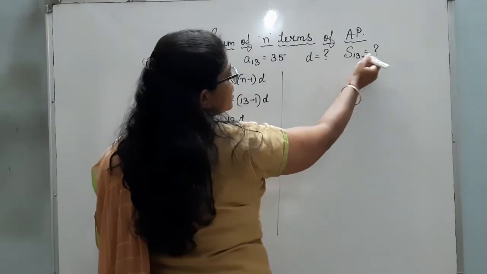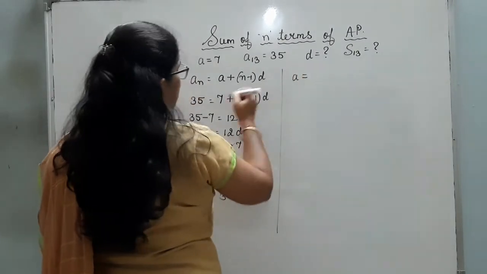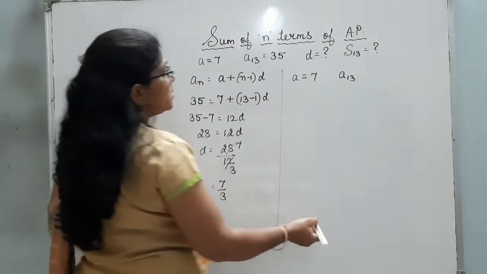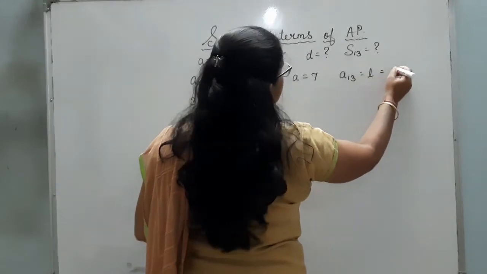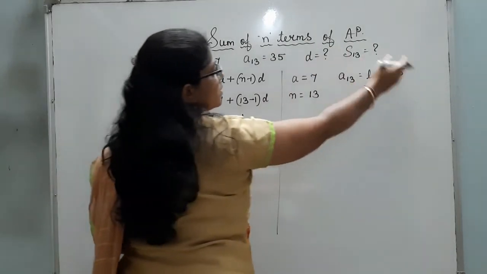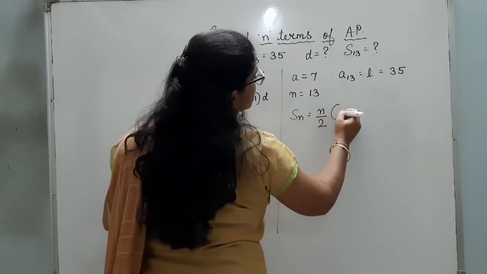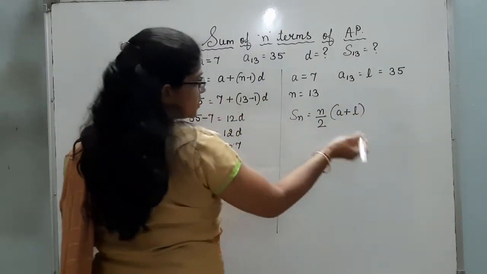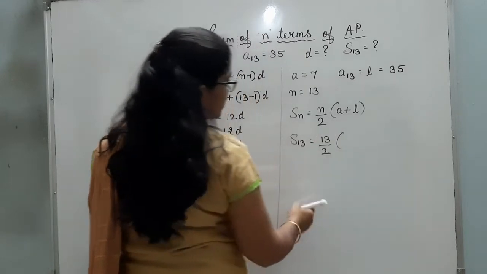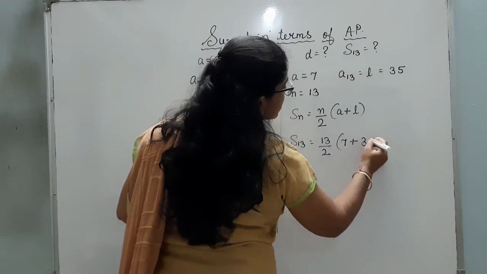Now our second question is find S13. So to find S13, we know that a is 7. Here a13 is our last term, that is the 13th term. That means the value of l is 35 and the number of terms is 13. So just check the values here. We can use our simple formula of Sn, that is n upon 2 (a + l). Let us substitute. S13 is 13 upon 2 into the bracket. a is 7 and the 13th term, that is the last term, is 35.